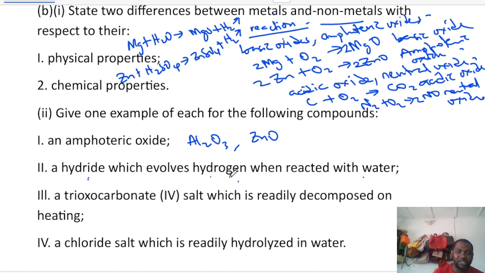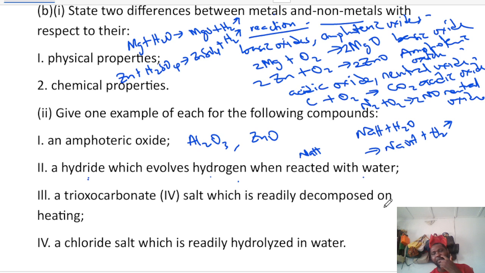Okay, so the other one says a hydride which evolves hydrogen when reacted with water. Only a metallic hydride can evolve hydrogen when reacted with water. When I say metallic hydrides, like sodium hydride, so when you have sodium hydride plus water, you're definitely going to get sodium hydroxide and hydrogen gas will be liberated. This is a property of hydrides.